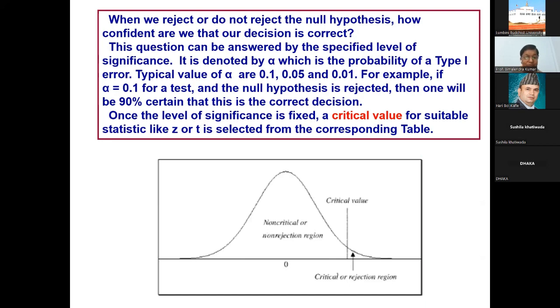So we can see how this hypothesis can be tested or validated. This is done through anthropological or sociological studies, when they are being tested; through this we can judge it. Once the level of significance is fixed, a critical value for a suitable statistic like Z or t is selected from the corresponding table.